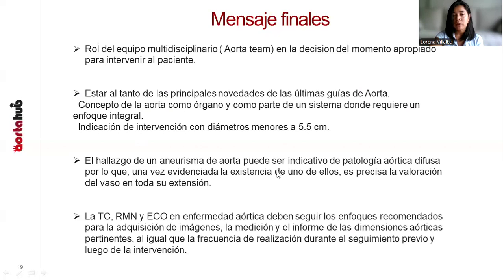And to know that intervention is recommended for diameters below 55 and 50 would be recommended, clearly depending on the specifics of each patient, and also knowing that the finding of an aortic aneurysm may indicate diffuse aortic pathology, so once the existence of one is evidenced, it is essential to assess the vessel in its entirety.